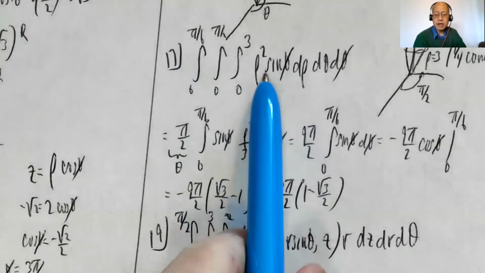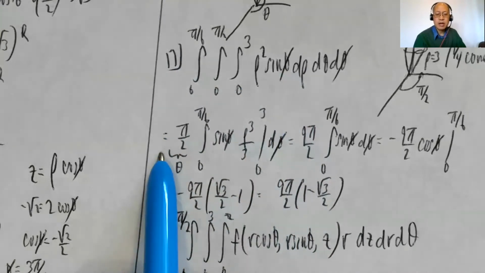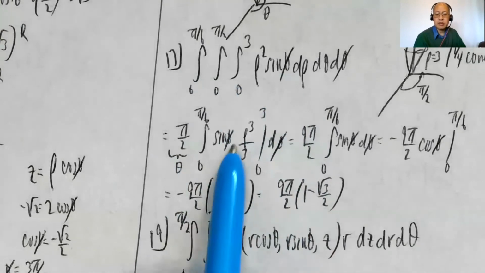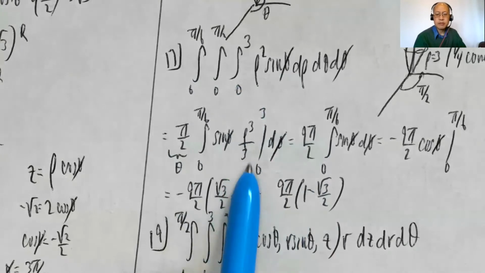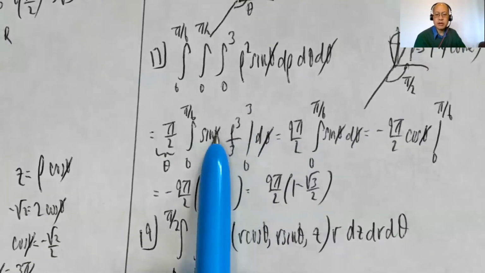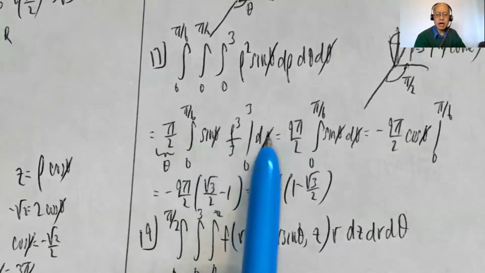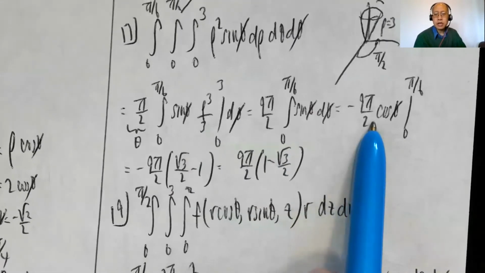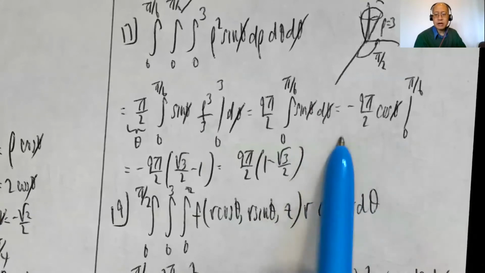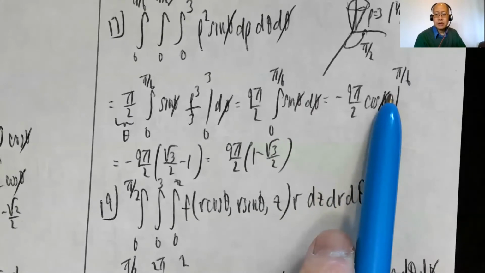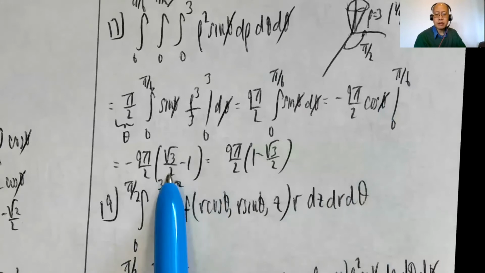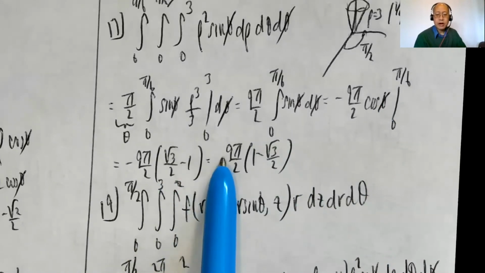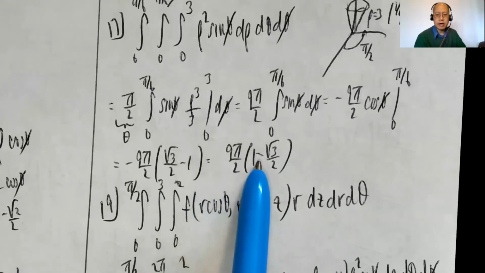This integral does not depend on theta, so take out the length of the interval, pi over 2. Integrate rho squared d rho is rho cubed over 3, leave that alone. From 0 to 3, plug in 0, you get 0, plug in 3, you get 9, so 9 pi over 2 outside. Integral sine phi is negative cosine phi, so negative 9 pi over 2 cosine phi. Pi over 6 gives me radical 3 over 2, plug in 0, you get 1. So final answer, 9 pi over 2 times 1 minus radical 3 over 2.